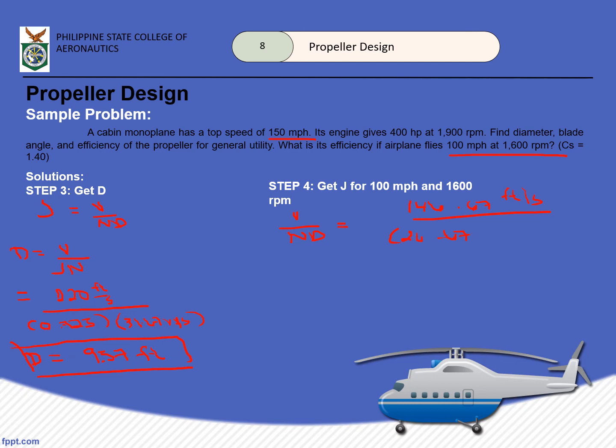Okay, going back. Kinonvert natin siya to revolution per second. And yung diameter naman natin, di yan nag-change. So, what is the diameter that we have kanina? 9.57 in feet. So, that would give us the advance ratio of 0.574.